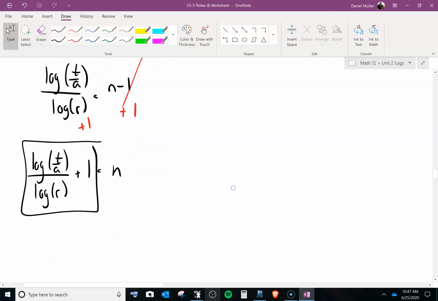However, you could now combine those. You can go, well, this is log base r, and then add the plus 1. So that is another answer.